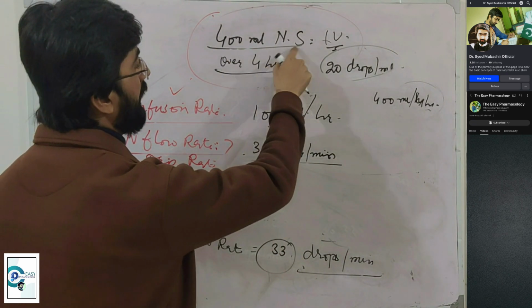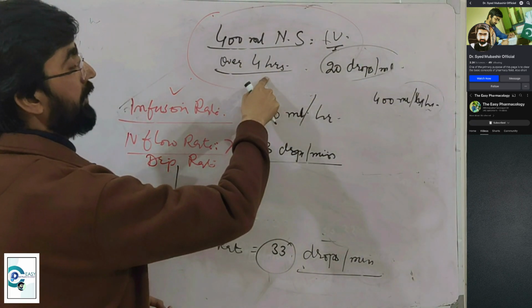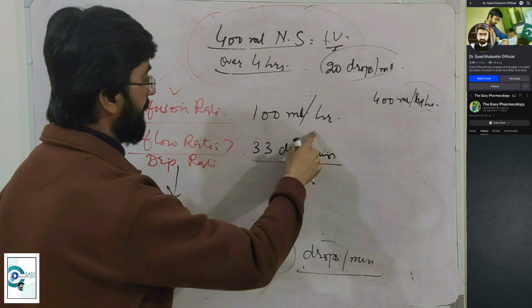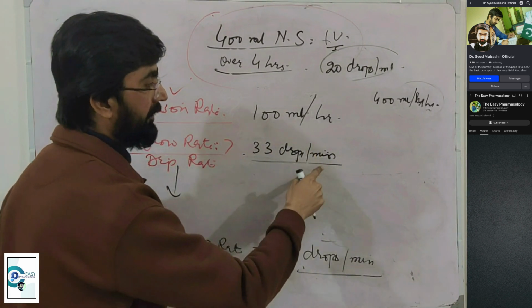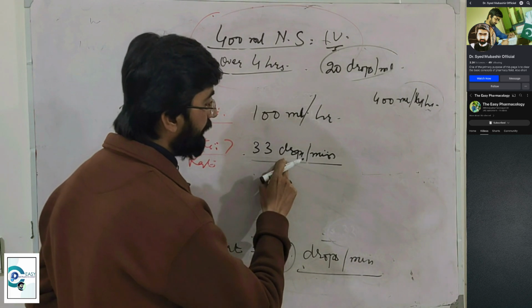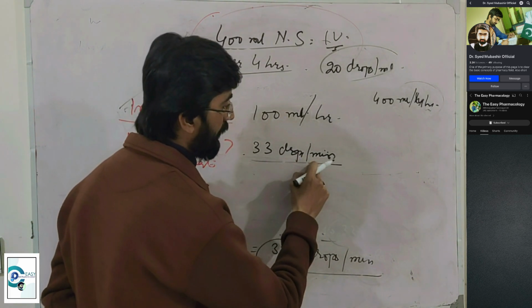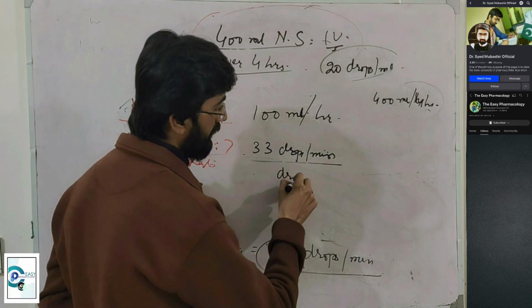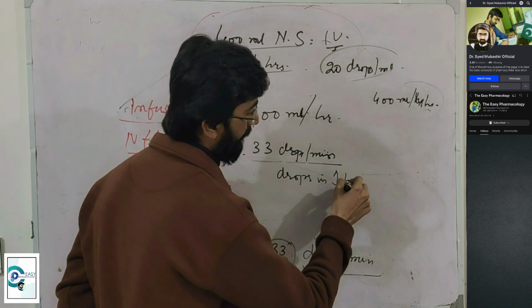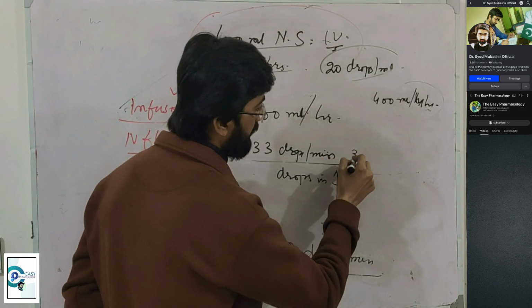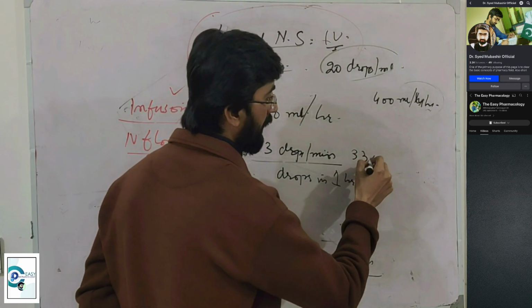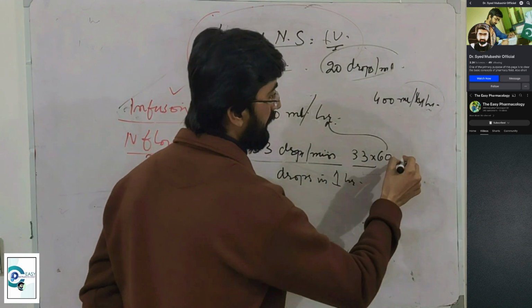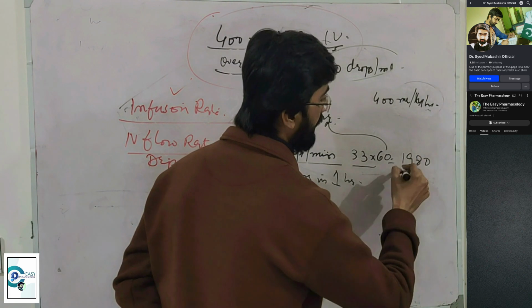Doctor has ordered 400 ml normal saline. You have to infuse over 4 hours. So what we have calculated: infusion rate 100 ml per 1 hour, and flow rate 33 drops per 1 minute. You know that if you give 33 drops in 1 minute, so if I calculate drops in 1 hour, obviously 33 drops in 1 minute, so in 60 minutes, 60 minutes means 1 hour, this will be 1900, I think 1980.